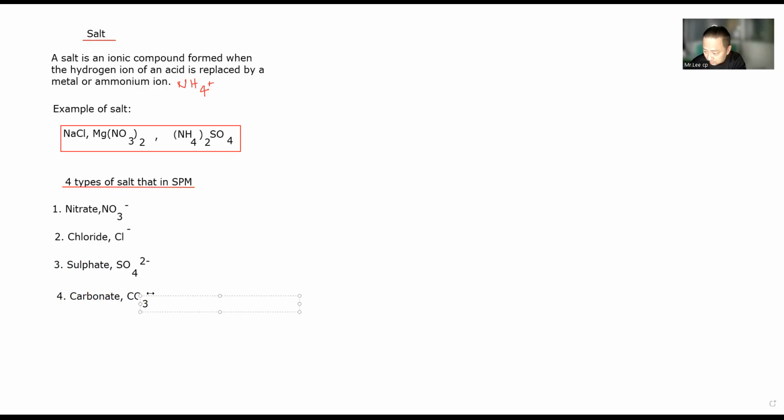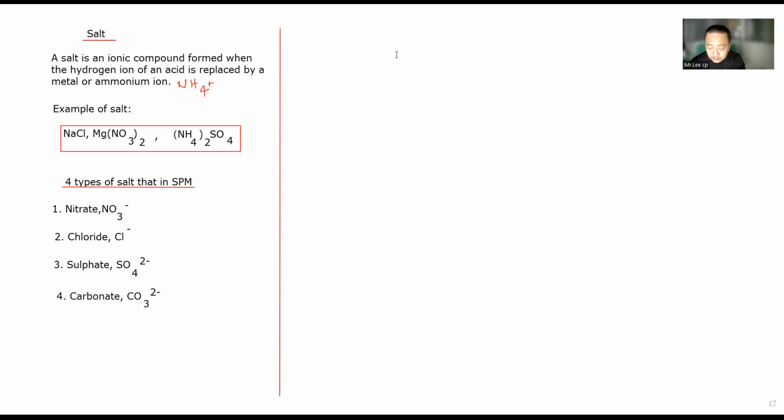With these 4, you can memorize them. You have to memorize nitrate salt, chloride salt, sulfate salt, and carbonate salt. These 4 are the only thing that will be asked in SPM, and you are going to memorize it.